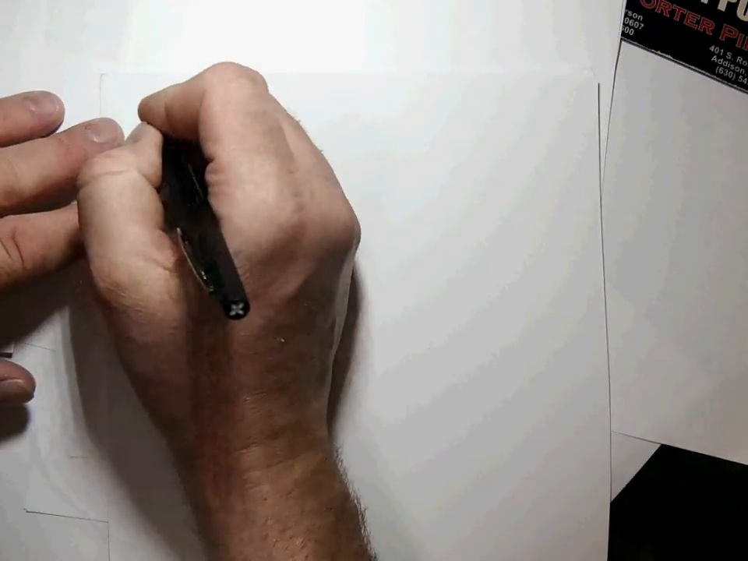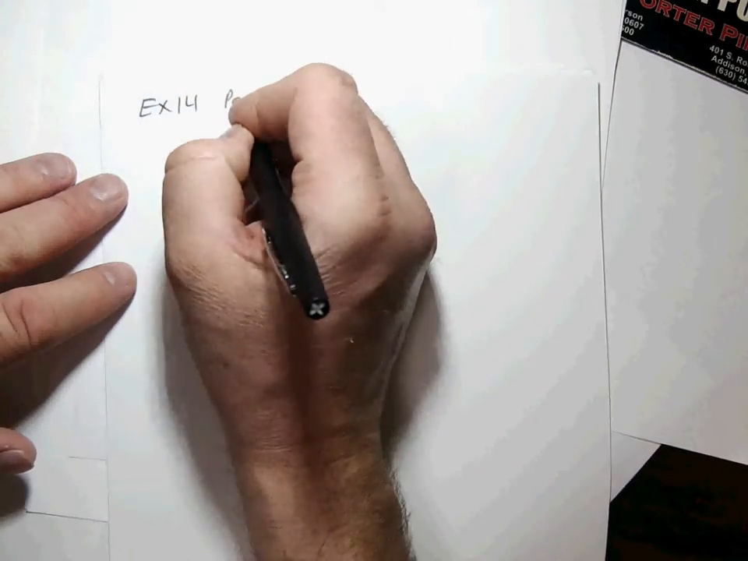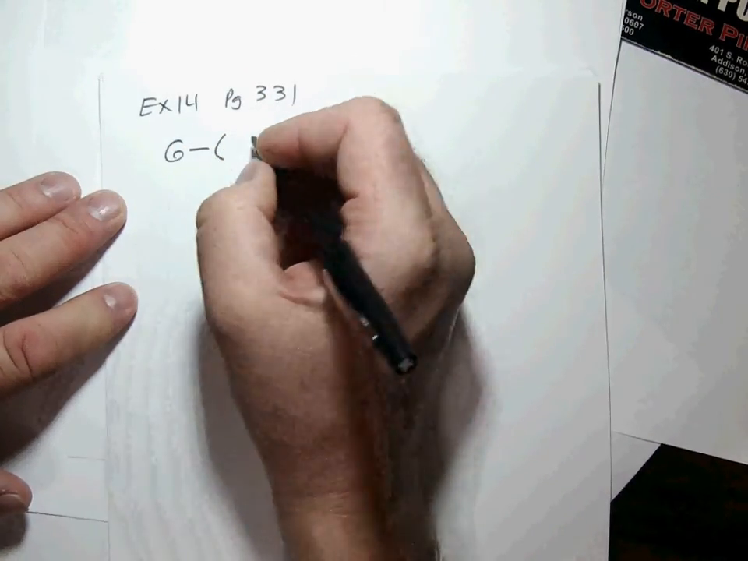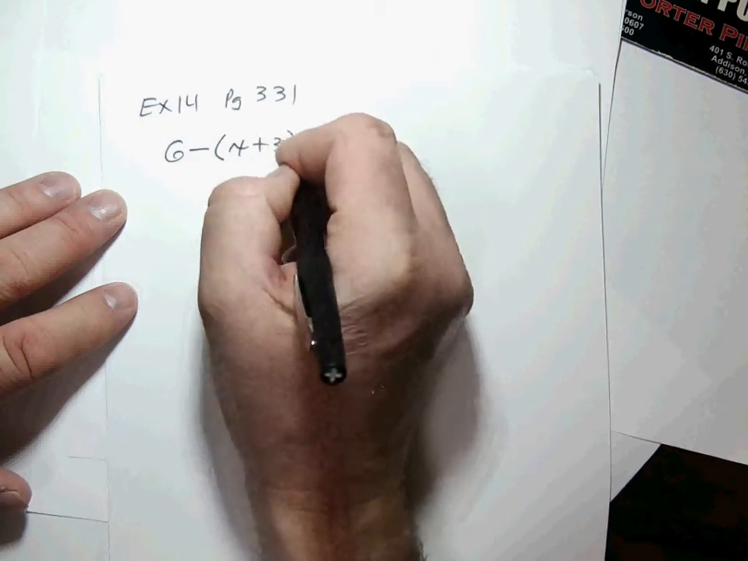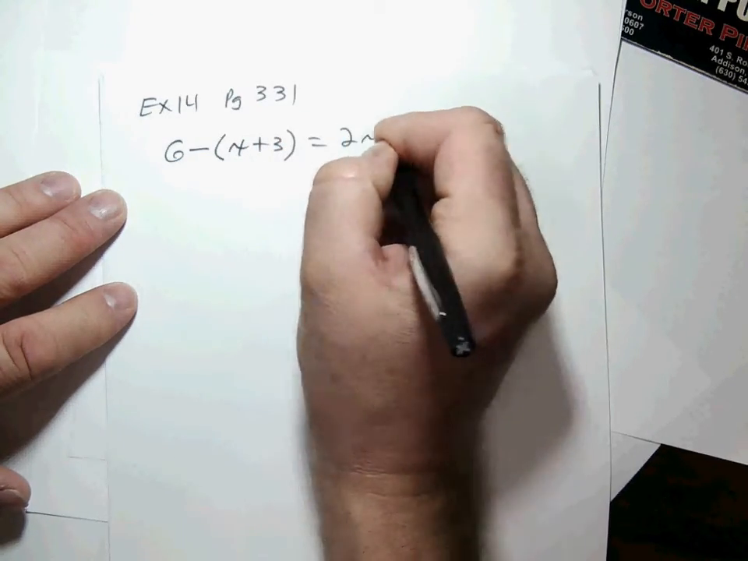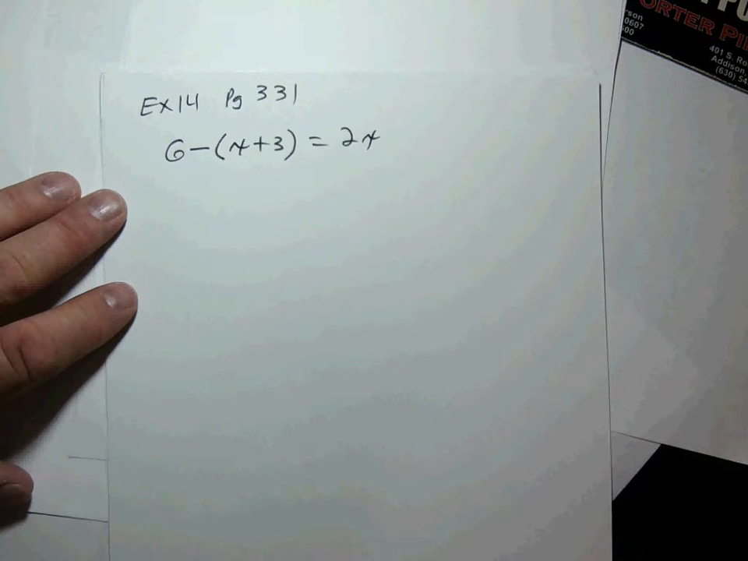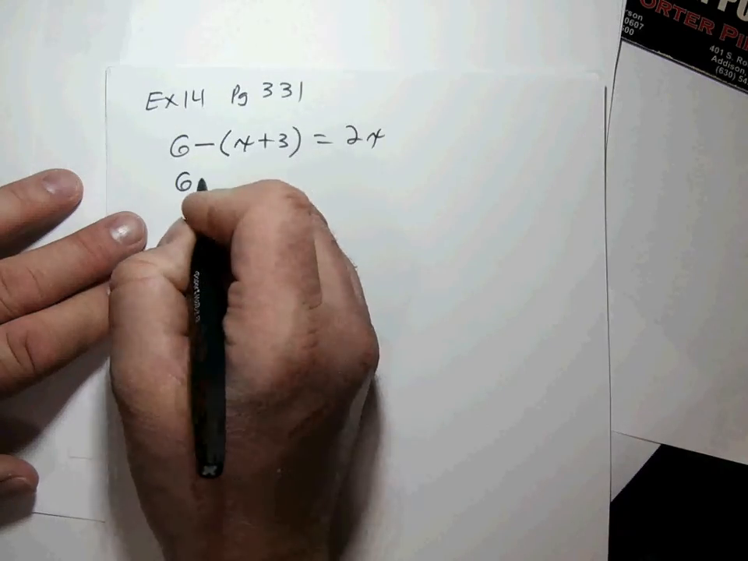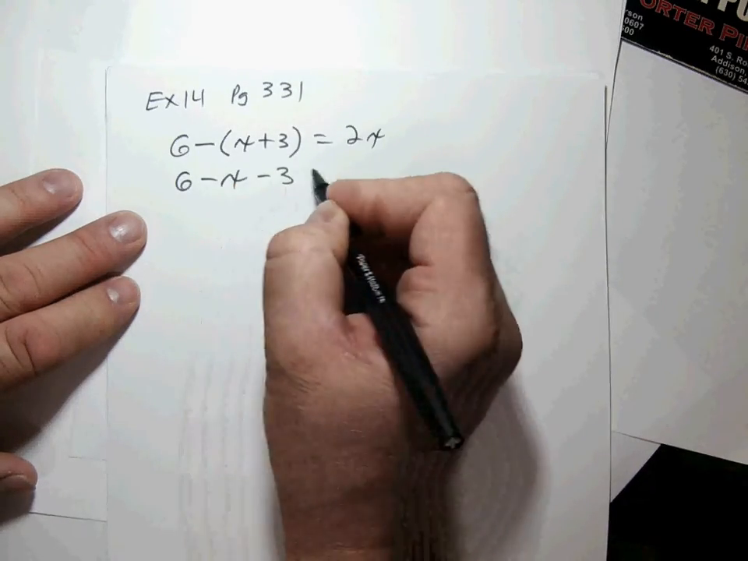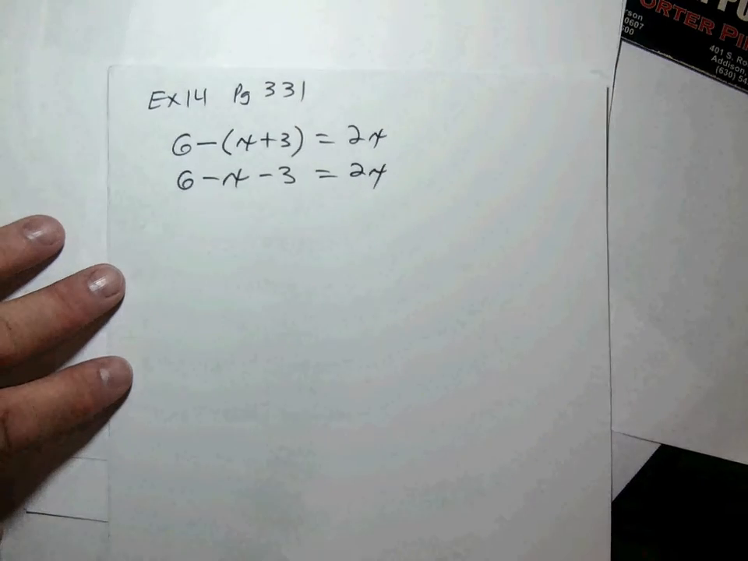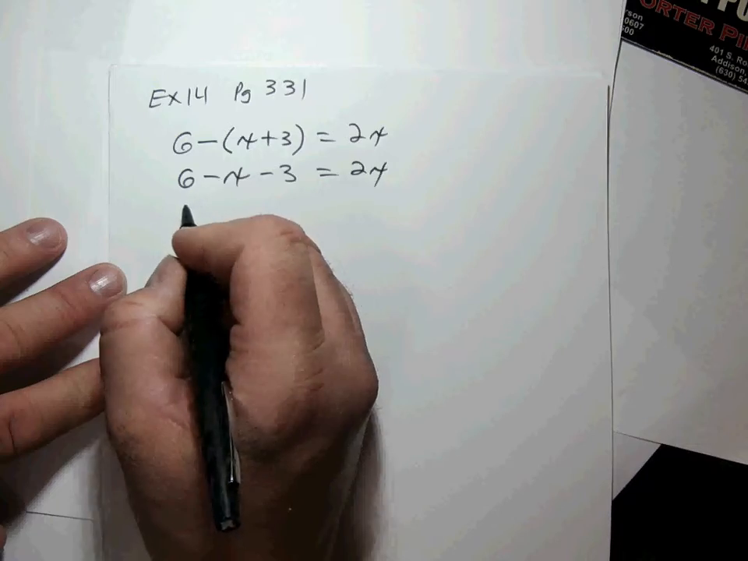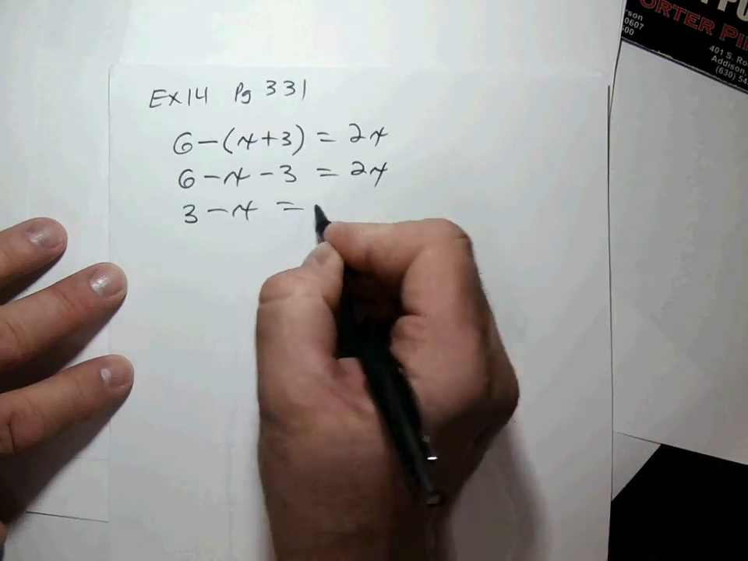So let's check out example 14 now. Page 331. 6 minus, and then a parentheses. We talked about that. When you have a minus sign in front of a parentheses, it's like distributing a -1 across the parentheses. So that becomes a 6 minus x minus 3 equals 2x. Okay? I can combine the 6 and the minus 3 to give myself a 3 minus x equals 2x.